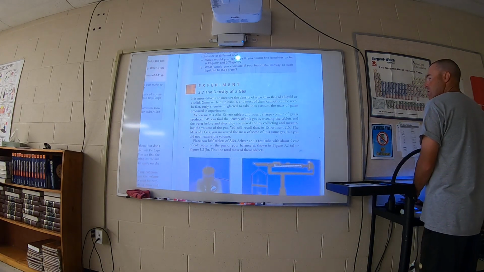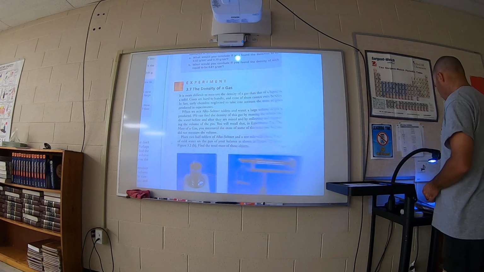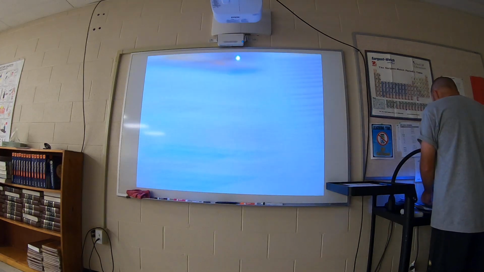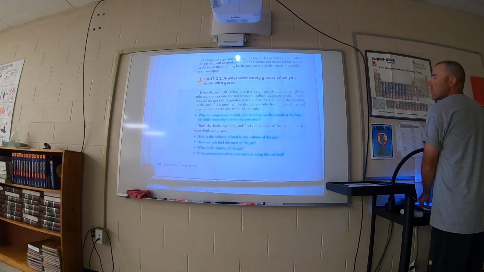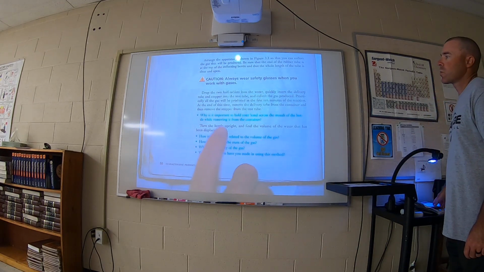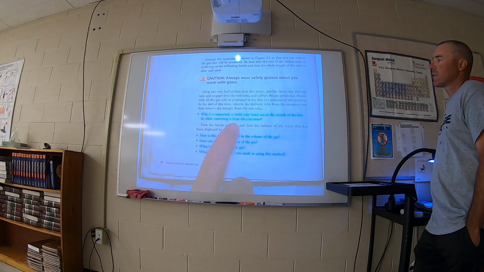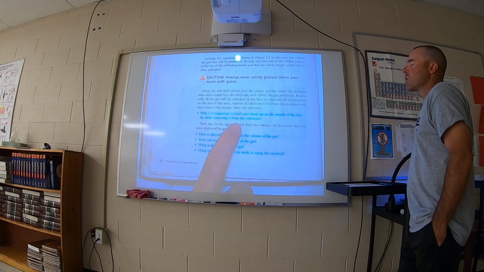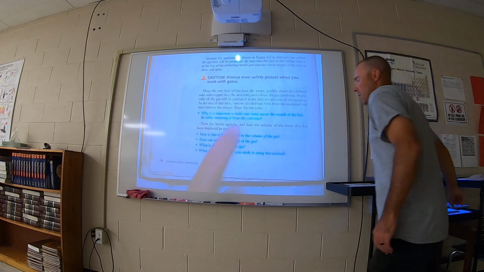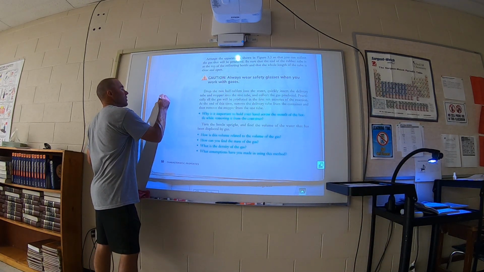So for the density of a gas lab, which you did on either Monday or Tuesday, here are the answers to the blue questions. The first question says, why is it important to hold your hand across the mouth of the bottle while removing it from the container? Well, here's blue question number 1.